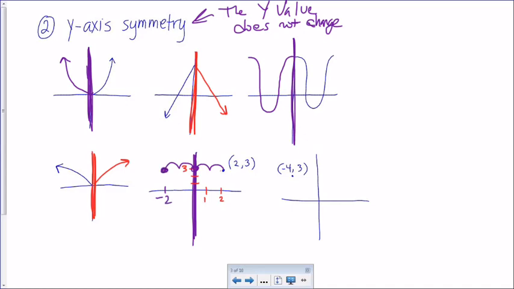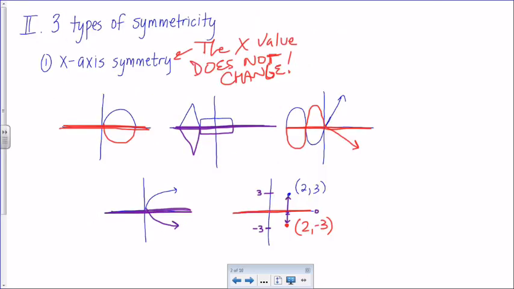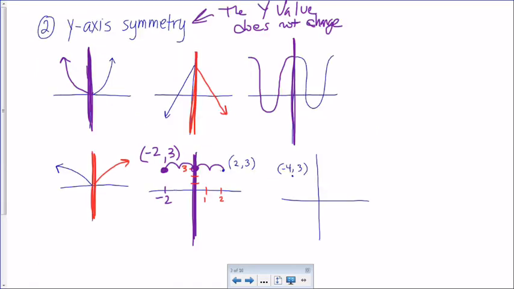Okay, so my new point is, again, think about it conceptually. If the y value doesn't change, that means the y value is still 3, but the x value changes to -2. And you'll also notice, if we go back a slide real quick, when we did the x-axis symmetry, the numbers 2 and 3 are still the same, and the only thing that changes is the y value changing to negative. Same thing happened here, right? The x value is what changed to a negative. So interesting.